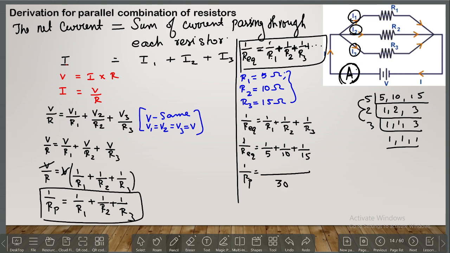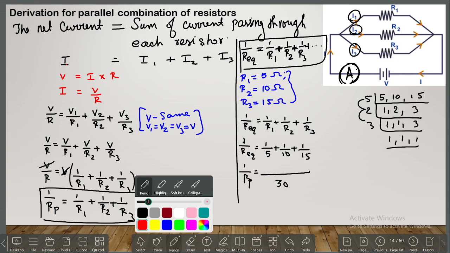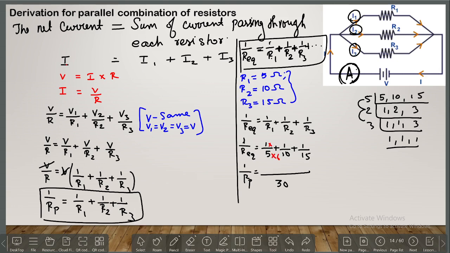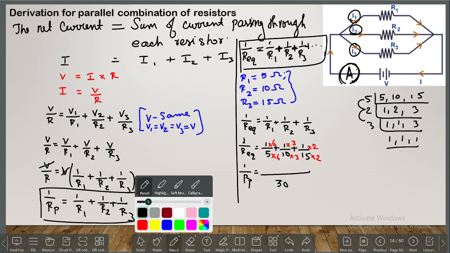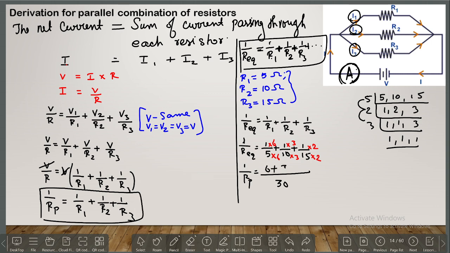So in order to get 30, by using what number? We need to multiply this 5. You can multiply by 6. The numerator also multiply by 6. Over here 3, numerator also 3. In this place 2 and numerator also 2. If you are multiplying like this, means 1 into 6, 6, 3 plus 2. So now 1 by Rp is equal to 6 plus 3 9, 9 plus 2 11 by 30. 11 by 30.